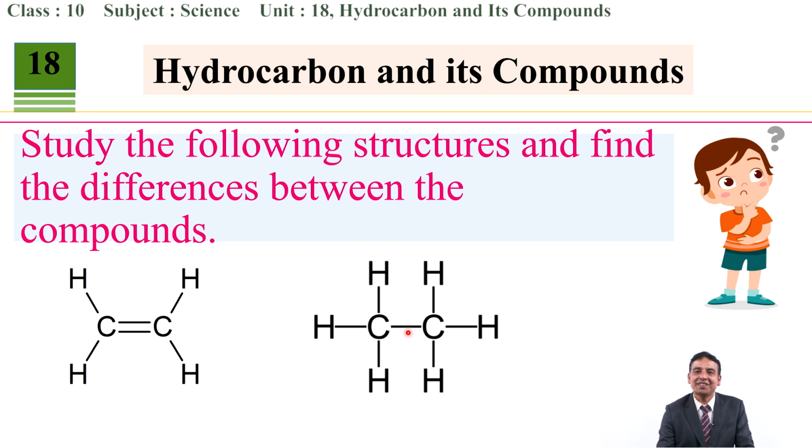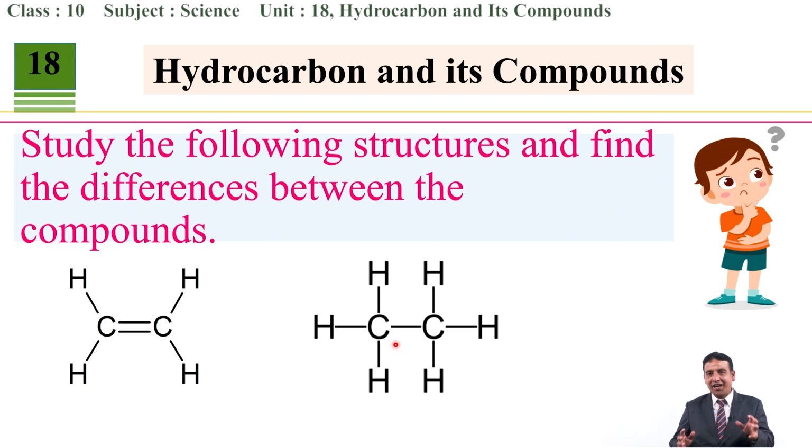What is the bond between them? How many bonds do you find between these two carbon atoms? Yes, single. So these are the differences. If you count the hydrogen atoms, you will find there are altogether 6 hydrogen atoms, whereas there are only 4 in the other. This is one difference. The second difference is the number of bonds: in the first compound it is double, and in the second one you will find a single bond. Only one bond is seen between carbon and carbon. So these are the differences you can find.